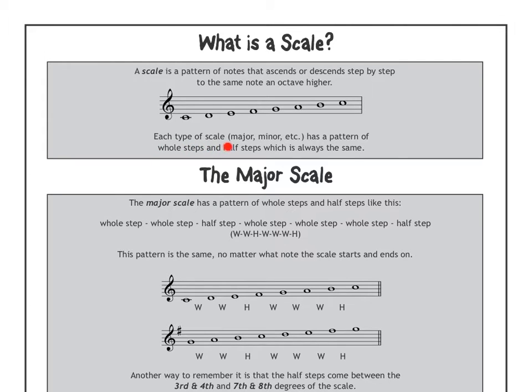Second thing, each type of scale, major, minor, or anything else, has a pattern of whole steps and half steps which is always the same. So for example, a major scale will have the exact same pattern of whole and half steps. A minor scale, depending on the type, will always have the same pattern of whole and half steps. So today we're going to talk about the major scale.